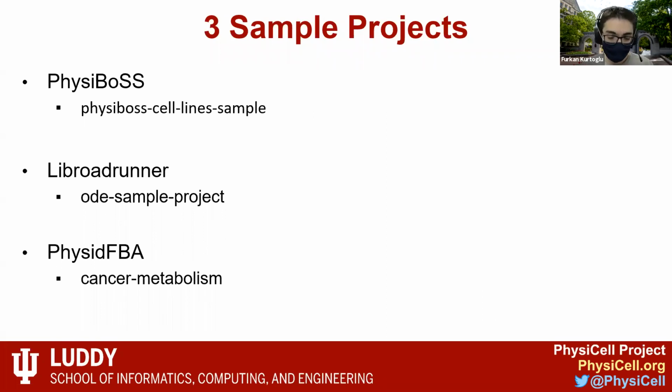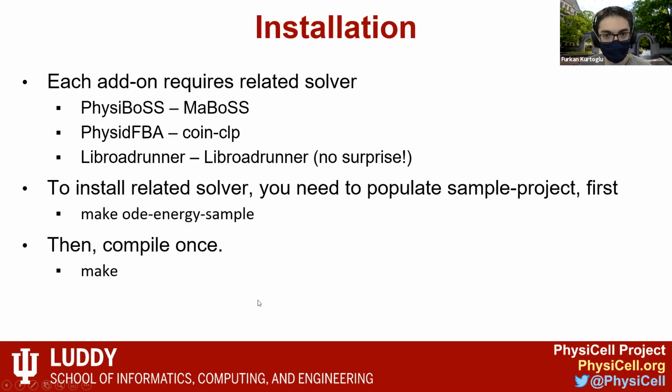So in this 1.9, each type of package also has its own sample project. PhysiBoSS has PhysiBoSS cell lines, LibRoadrunner has the ODE energy sample project, and PhysiDFBA has cancer metabolism.